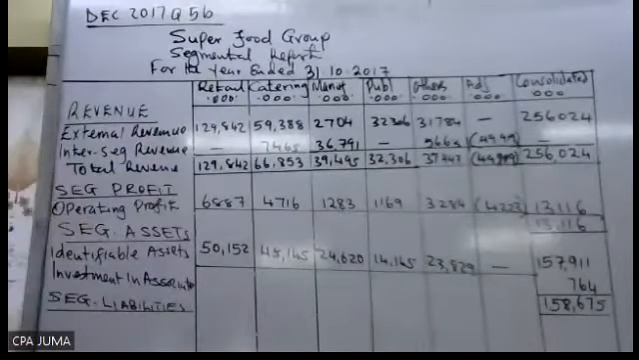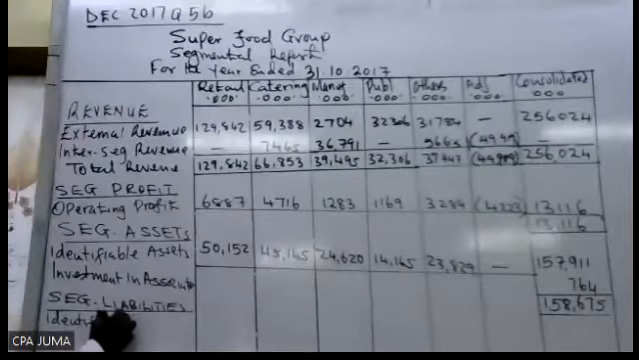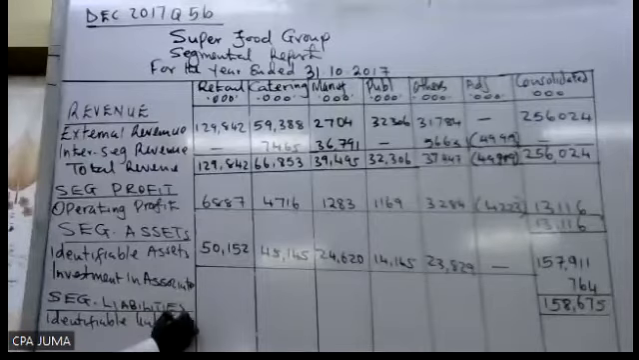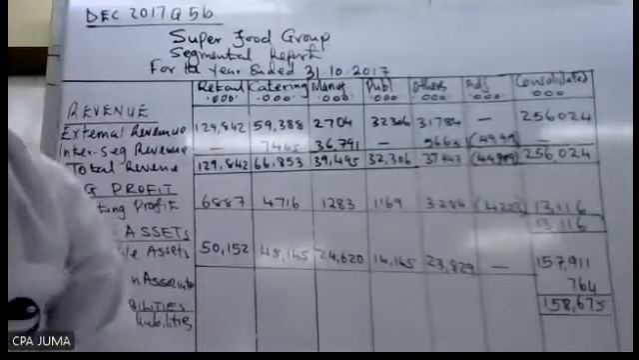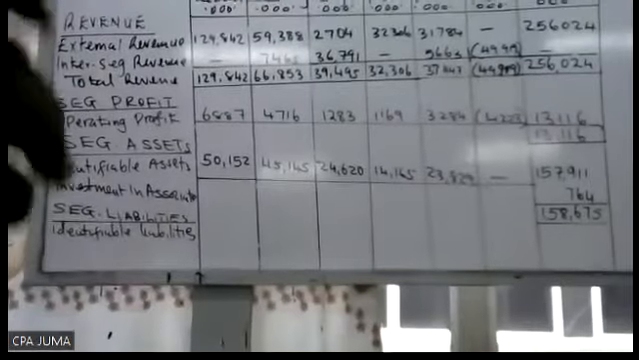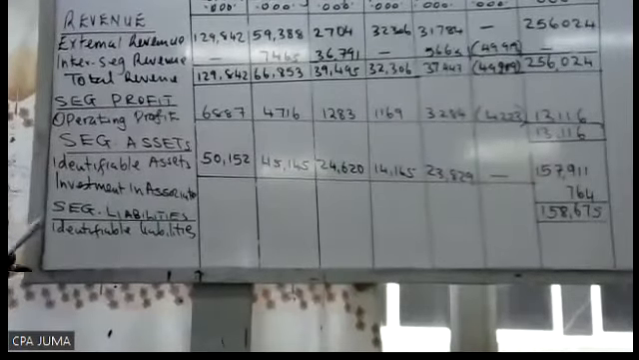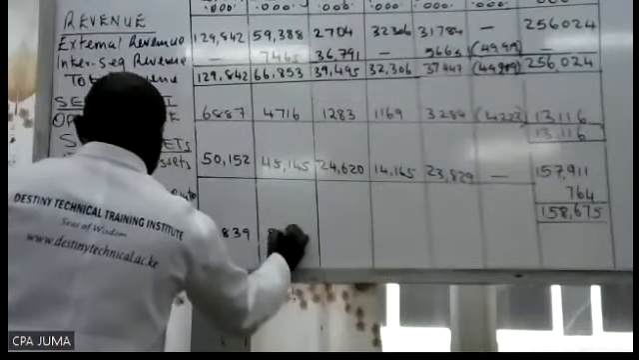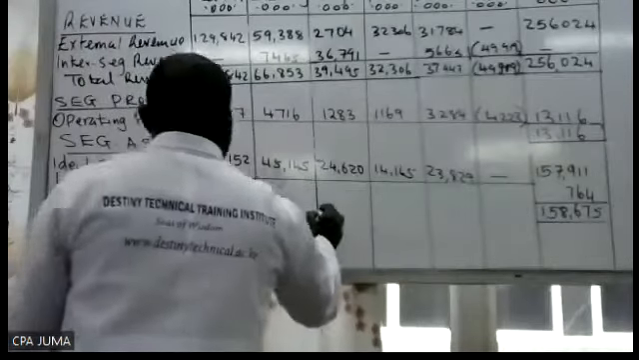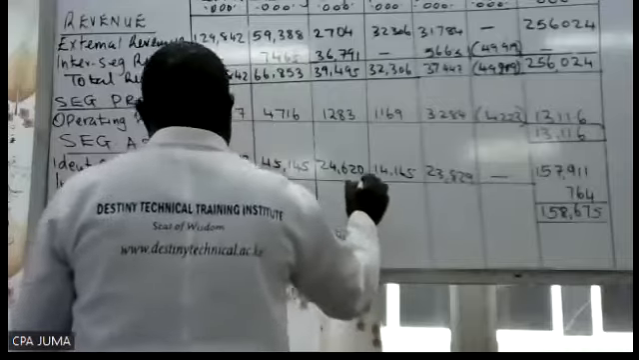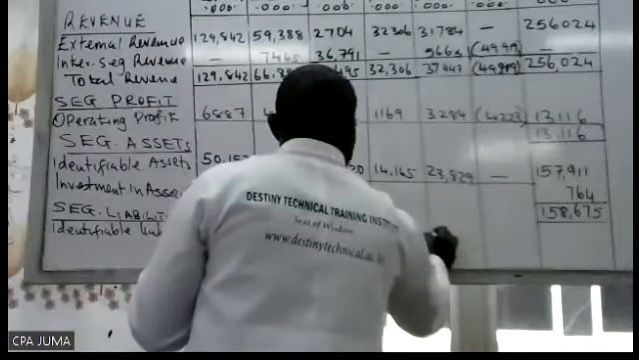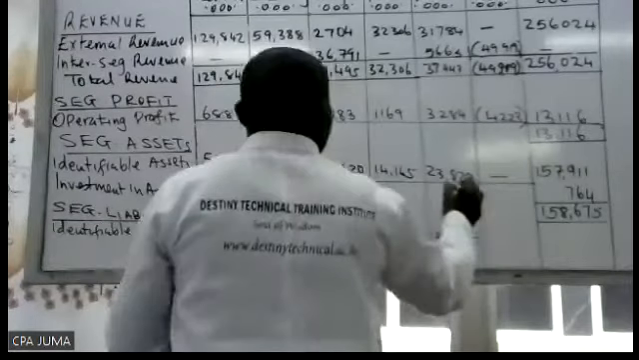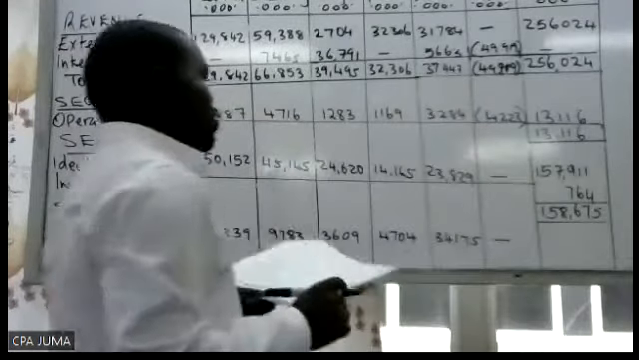Segment liabilities. Identifiable liabilities. Which ones? We have 14,839, 97,83, 36,09, 47,04, 34,175, nothing. Get the total.